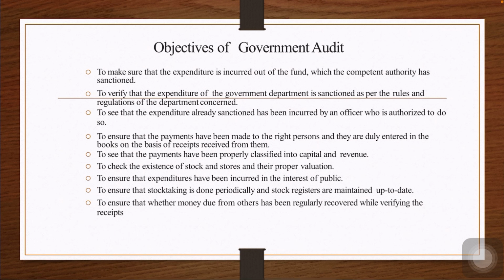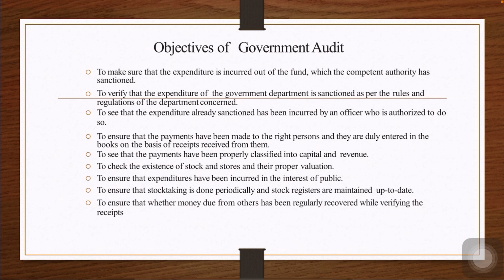Untuk pastikan segala transaksi tersebut, sesuatu pembayaran dibuat kepada pihak yang betul lah. Contoh macam kalau you beli komputer, contoh Kementerian Pertanian beli komputer. So pastikan kita dapat receipt tu, invoice daripada kedai komputer lah, bukannya kedai lain. So and they are duly entered in the books on the basis of receipt received from them. So samalah macam saya cakap tadi kan.